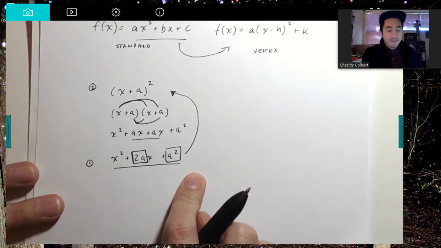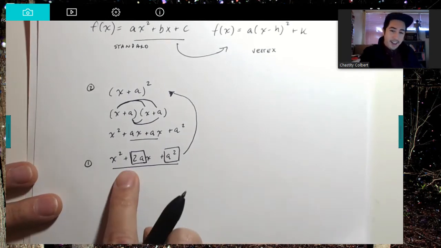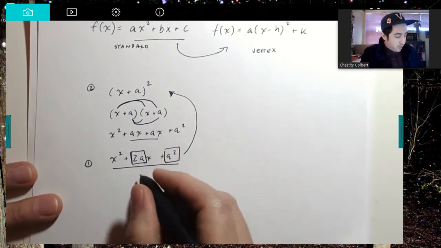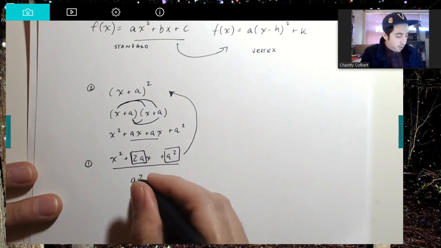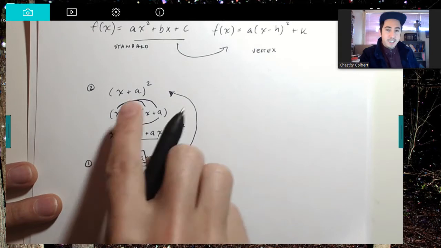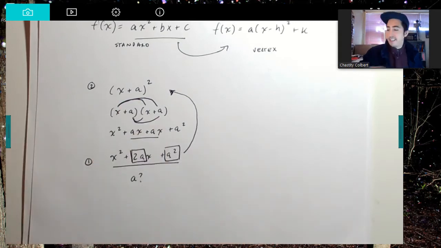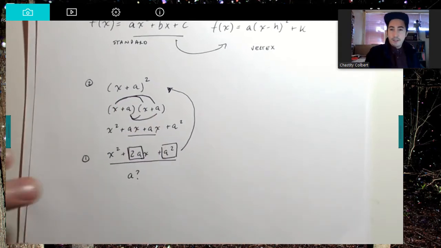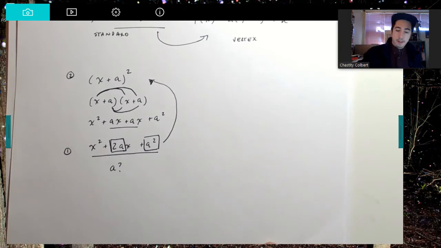So if I can find this value, the question is, what is a? What is this value? If I can do that, then I can complete the square. Our whole goal is to complete the square. So actually, I'm going to do it on this paper, and I'll rewrite it on this paper later.